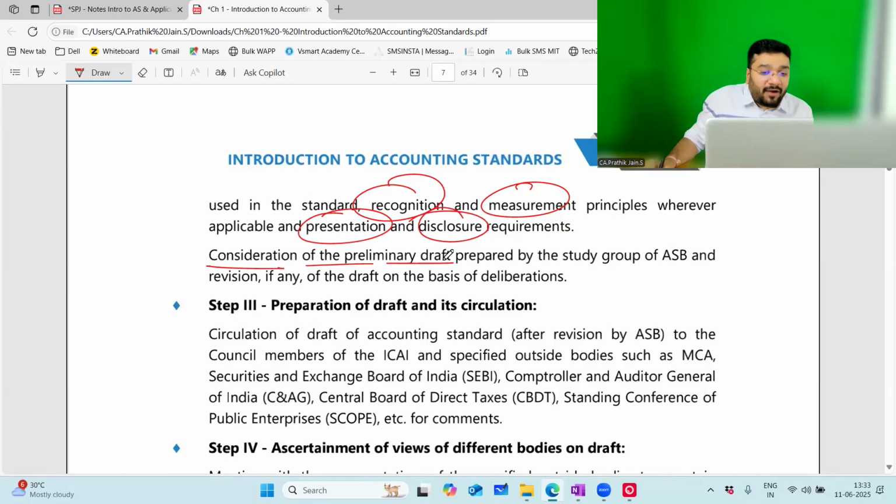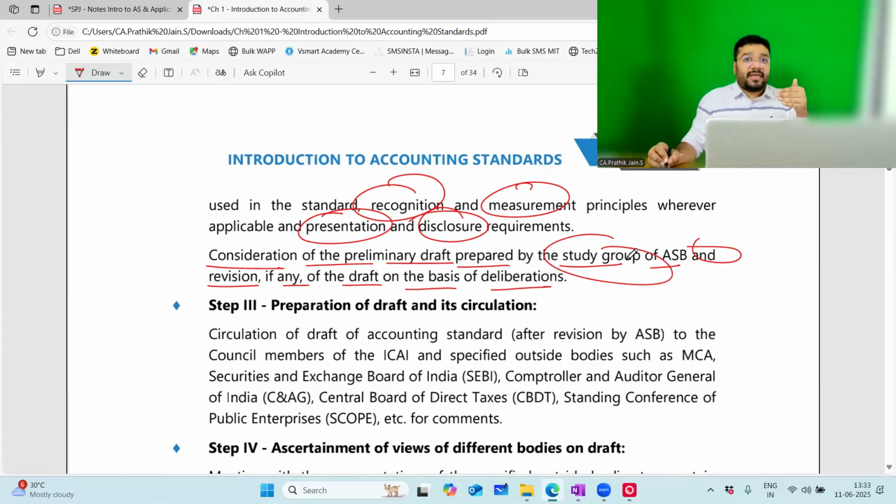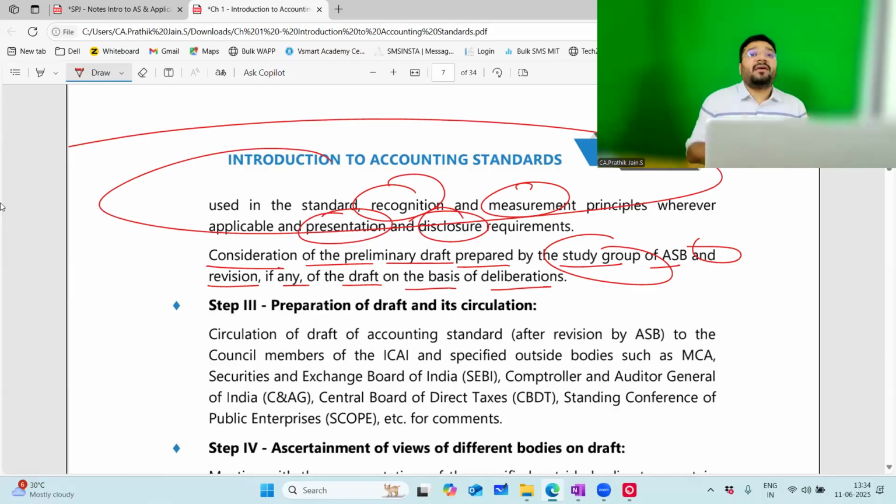Consideration of the preliminary draft prepared by the study group of ASB and revisions, if any, to the draft on the basis of deliberation. So, whatever study group is created, they will give some recommendations to whom? ASB. Study groups will give recommendations, suggestions, all these pointers to ASB. ASB will consider all of them and prepare a preliminary draft. So ASB will first identify the area where we need the guidance.